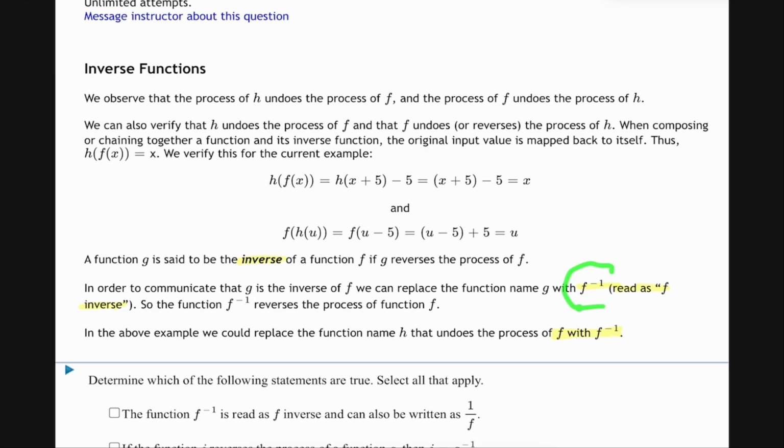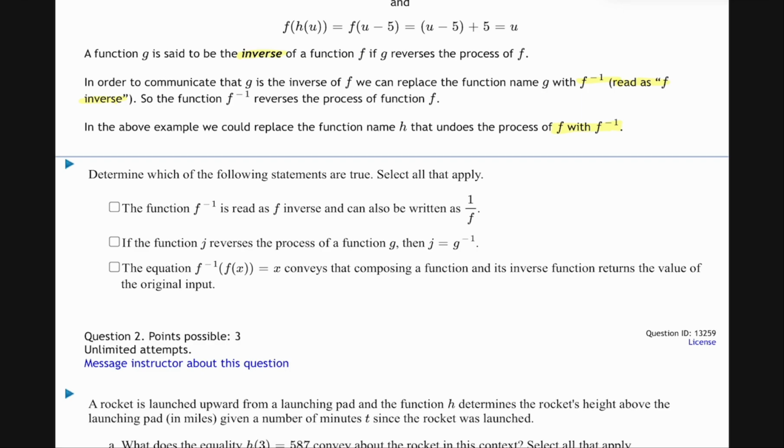There's a notation we're going to start using. The inverse, we use this little -1 notation. It is not anything to do with a power. It just means I am taking the inverse of f. So you just call it f inverse. So h, we don't have to call h. We could actually call it f inverse.